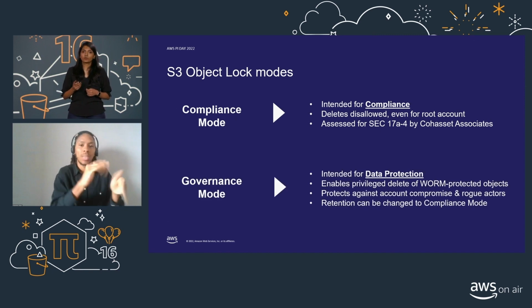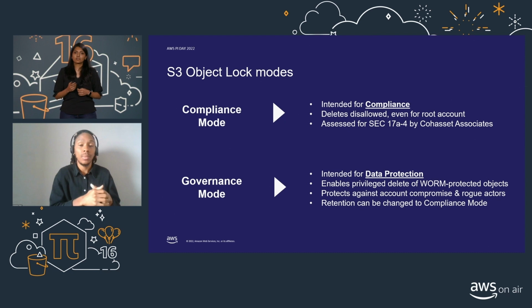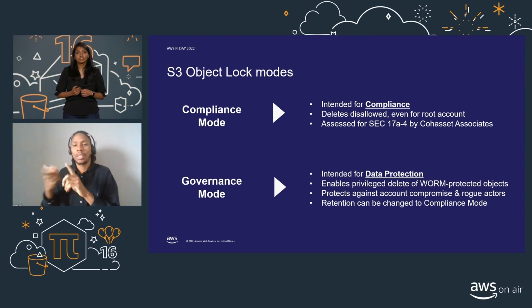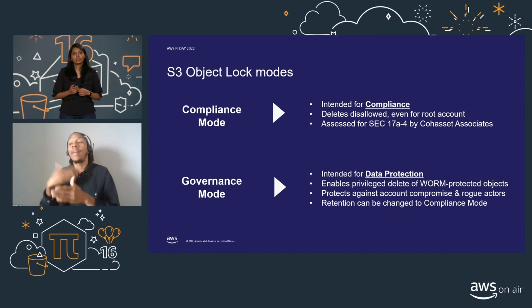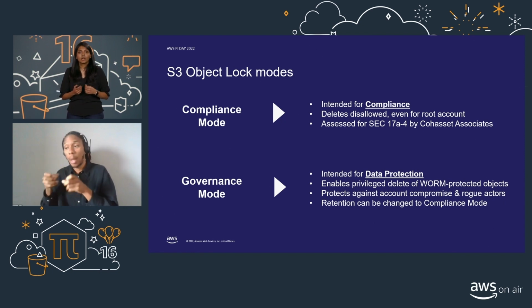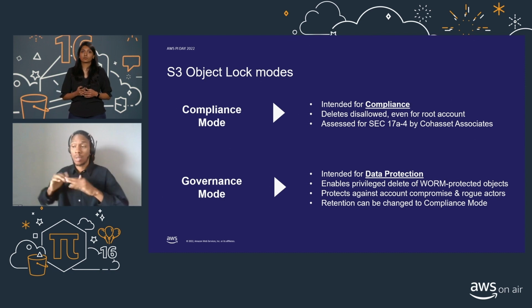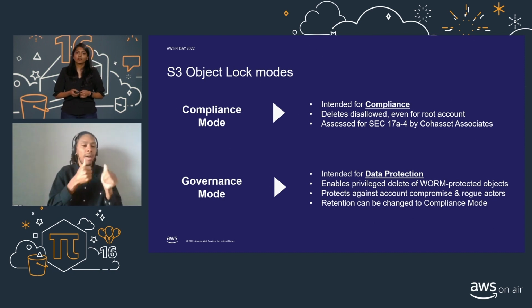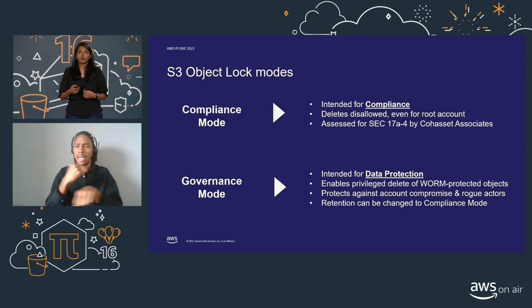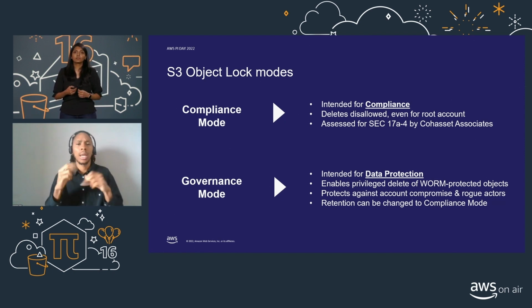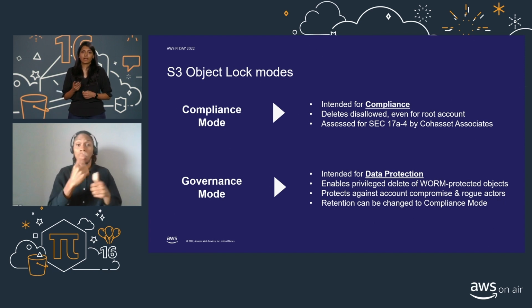The governance mode, in contrast, protects objects from being deleted by most users, but still allows some users with privileges to change these settings. Typically, we see customers who start off using the governance mode, test out their object locking settings, and then once they are comfortable with the settings, they move over to the compliance mode retention period. Using these two object locking modes combined with the retention period and the legal hold, you can build a scalable WORM-protected storage on top of Amazon S3.